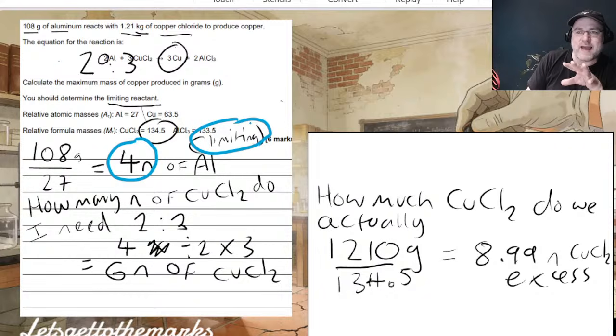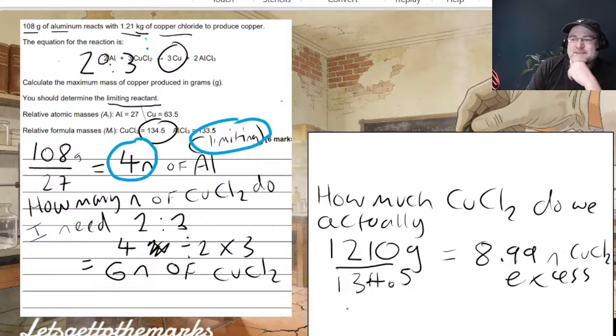So the limiting reactant is the minimum we can make, so the maximum we can make. This has a ratio again of 2 to 3. Look, check it out, peeps. 2 to 3, so it would be the same thing. The maximum copper chloride I can make is 6, and I could have done it from the copper chloride because that was 6, and it's 3 to 3, 1 to 1, the copper chloride with the copper. So I know the maximum moles of copper I can make.